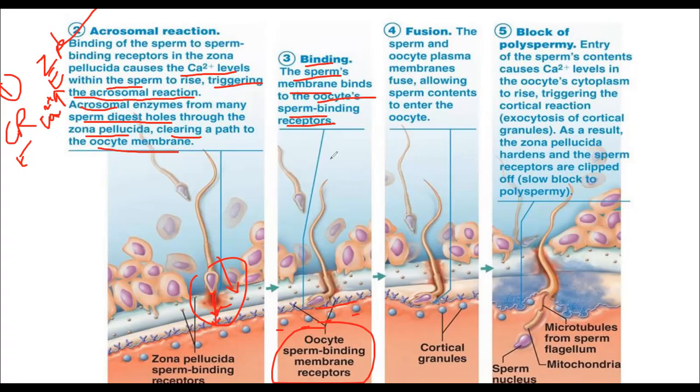Then step number three, the plasma membrane is now in contact, so the sperm will bind to the receptors on the plasma membrane, and then the fusion will take place of the plasma membrane. Step number four, fusion, actual fusion. The sperm and the oocyte plasma membrane fuse. Both of their plasma membranes will fuse.